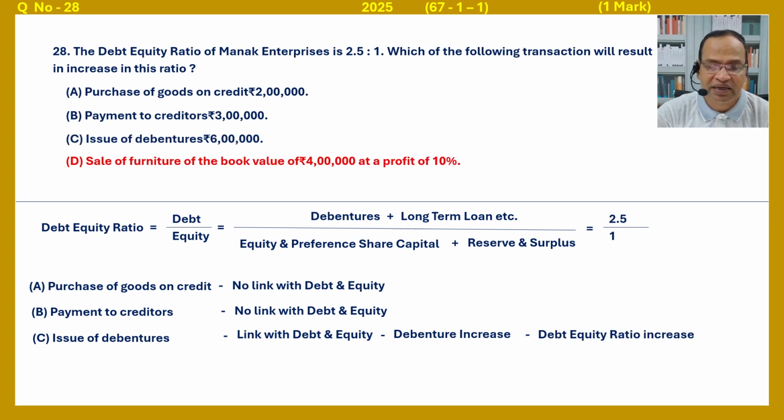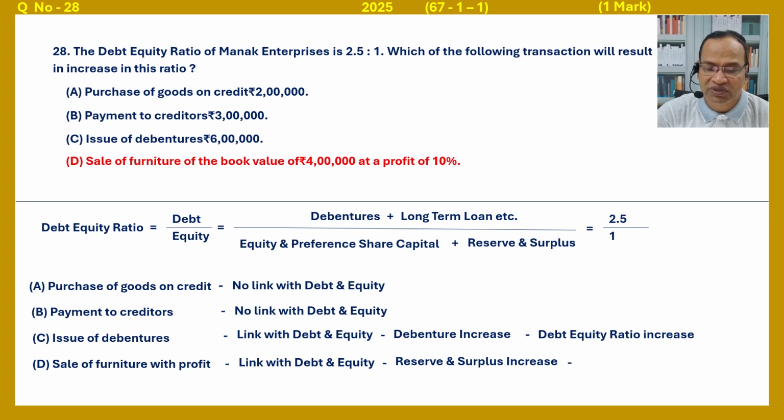Next bit, sale of furniture of the book value of rupees 4 lakh at a profit of 10%. Sale of furniture is available, and profit is available. Link with debt equity ratio, because reserve and surplus includes profit. It means denominator side will increase, then debt equity ratio decreases. But the question asked increase, therefore the answer is point number C.